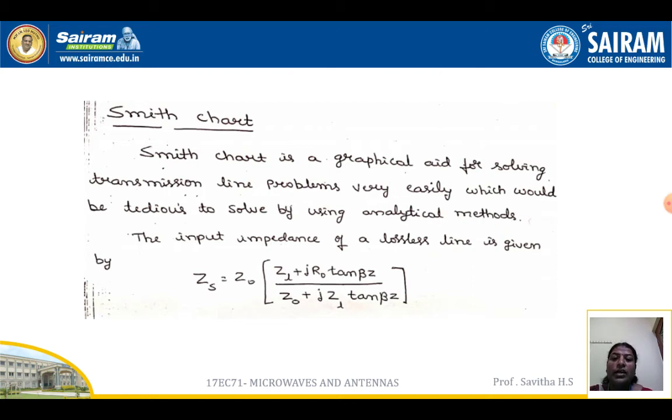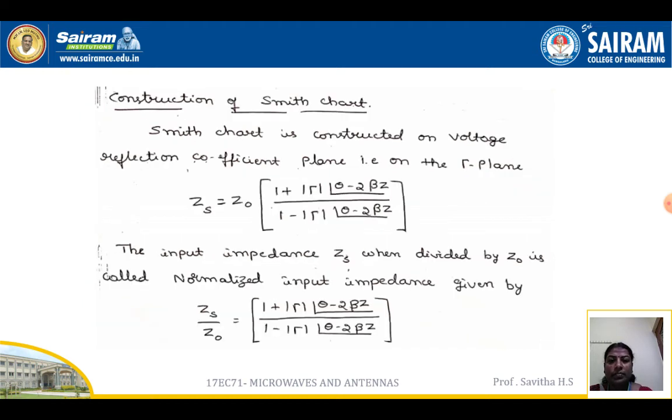This is not like an ordinary graph. The Smith chart consists of both the resistance and the reactance circles. The Smith chart is a graphical aid for solving transmission line problems very easily, which would be tedious to solve by using an analytical method. So the input impedance of a lossless line is Zs is equal to Z0 (ZL plus j Z0 tan beta z) divided by (Z0 plus j ZL tan beta z).